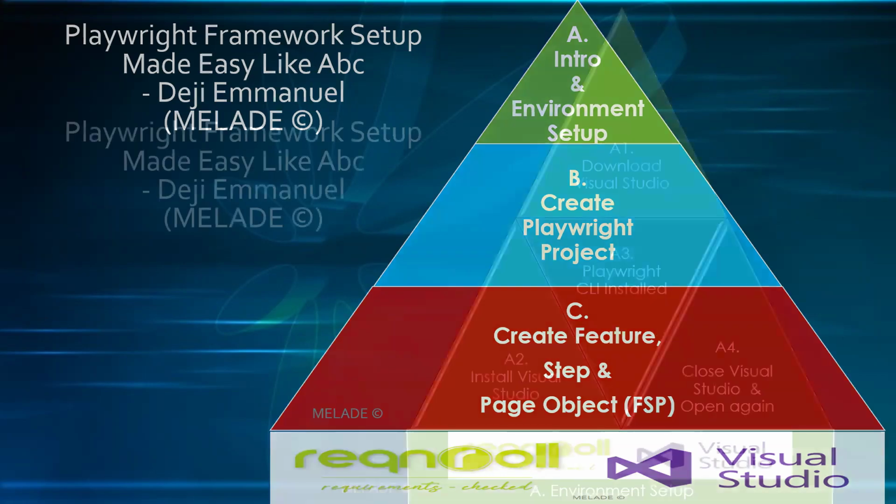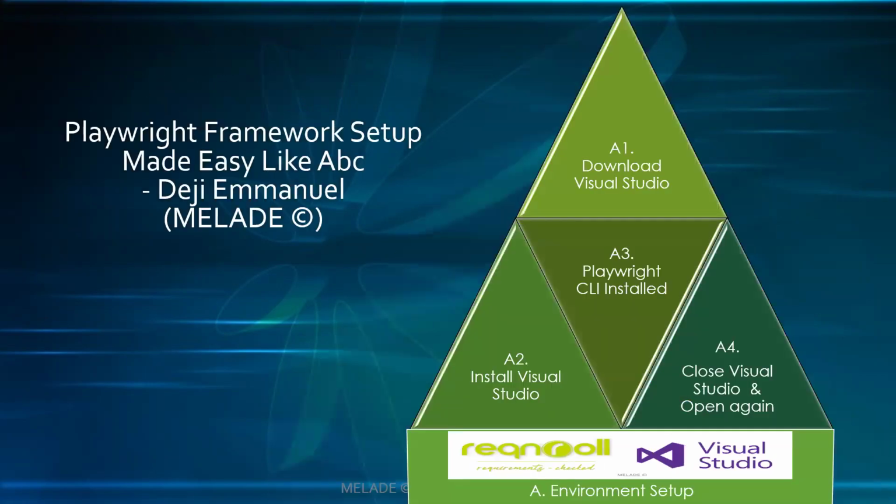And first step, right? Step A, we are going to download Visual Studio and install it. And then after that, we get Playwright CLI installed. After that, we close Visual Studio and open it again. So that is the step A that we need to do.